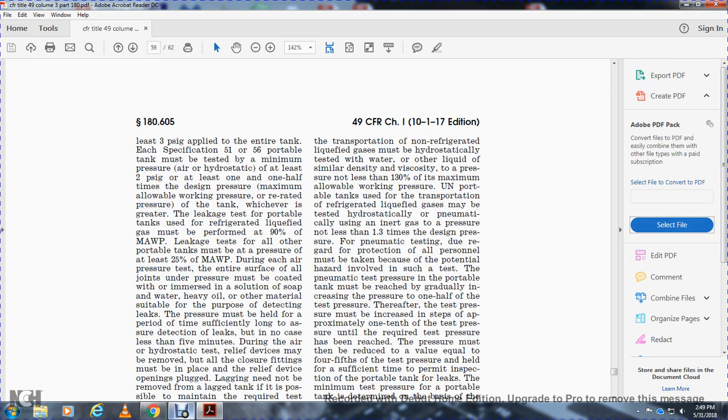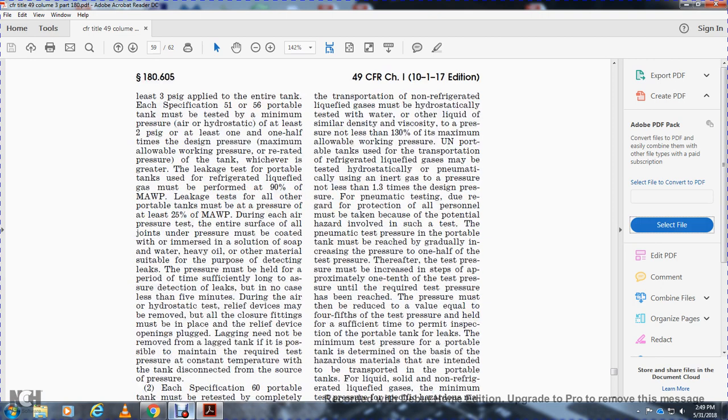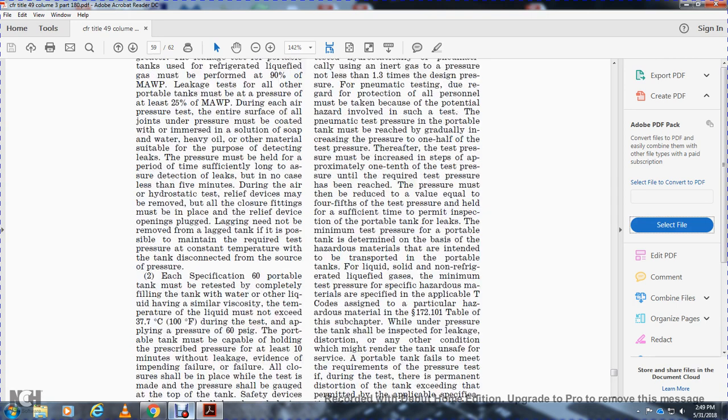During the air or hydrostatic test, the relief device may be removed, but all closure fittings must be in place with the relief device opening plugged. For the leak test, lagging need not be removed unless it is not possible to maintain the required test pressure at a constant temperature of the tank. Disconnect the source of the pressure.